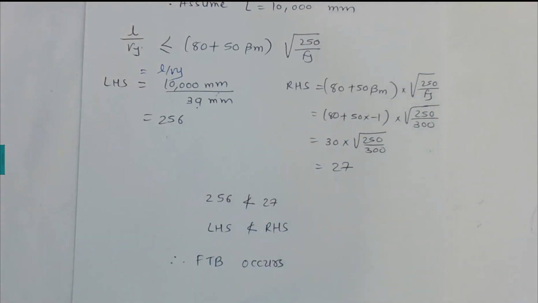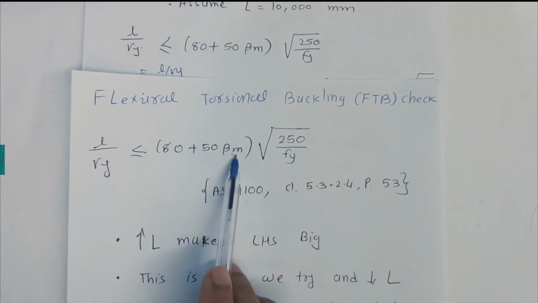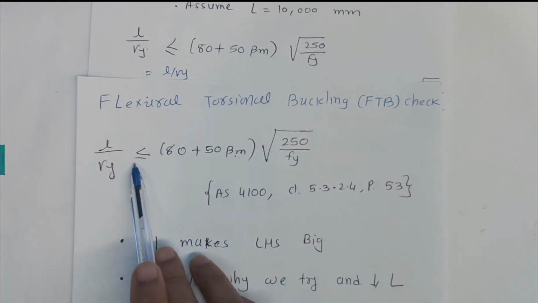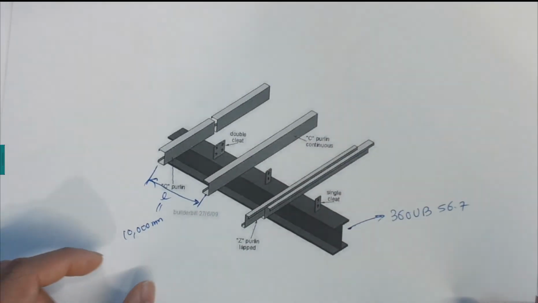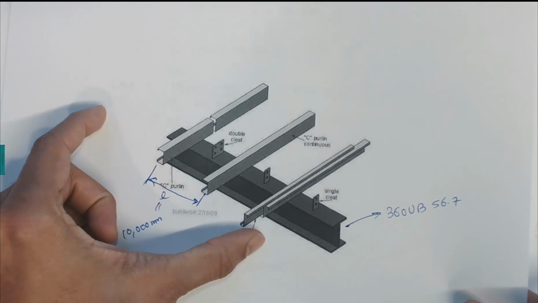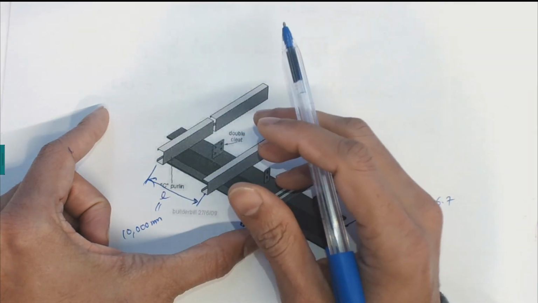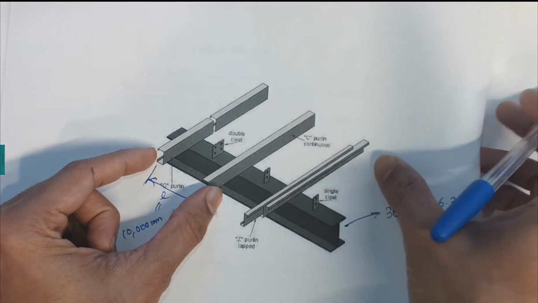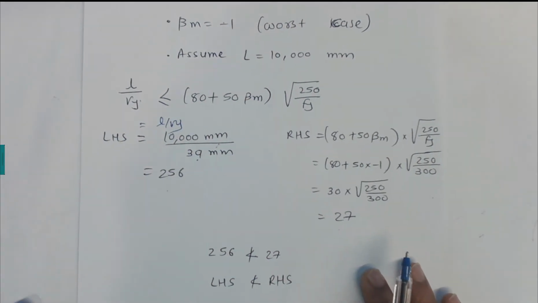As I mentioned in my previous steps, when L over Ry is less than 80 plus 50 beta m times 250 over Fy, then FTB does not occur. But in this case FTB will occur, because if I have 10,000 millimeters, this distance is very large, so the beam tries to twist and buckle along the length. So we should maintain this length small enough such that the L over Ry ratio is less than these values. That's the quick overview of these FTB checks.